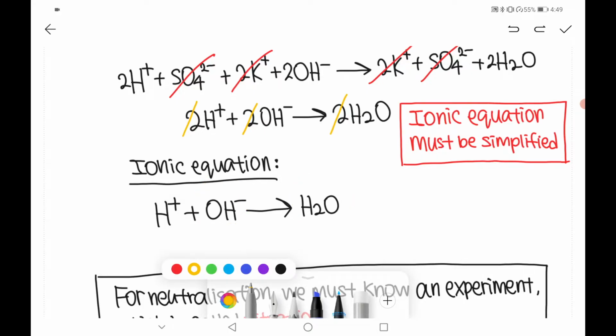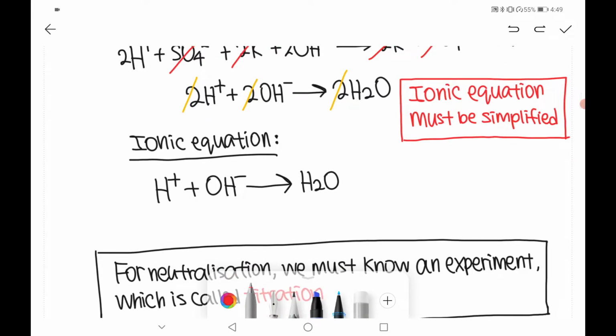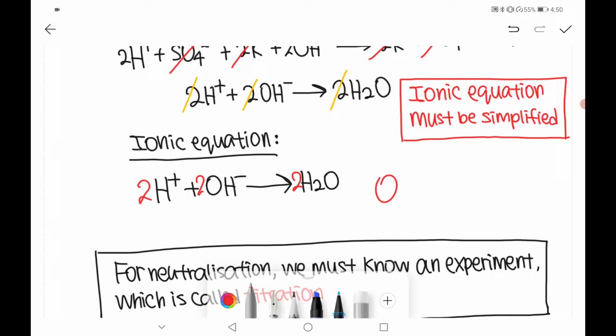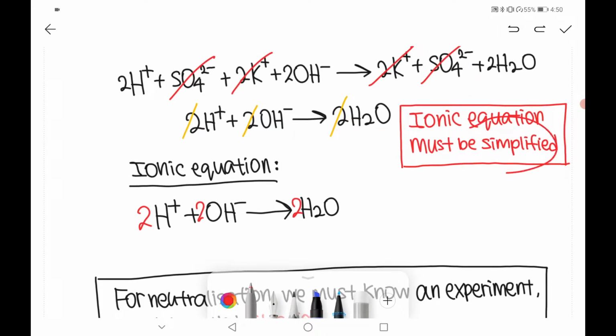Some students will say, sir, if I forgot to simplify, I put a 2 here, a 2 here, a 2 here, and I give this answer in the examination, will I get any mark? Nope, you will get 0. They will penalize you and give you wrong if you didn't simplify the ionic equation. So the ionic equation must be simplified.